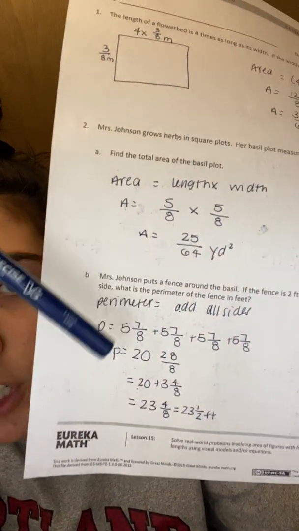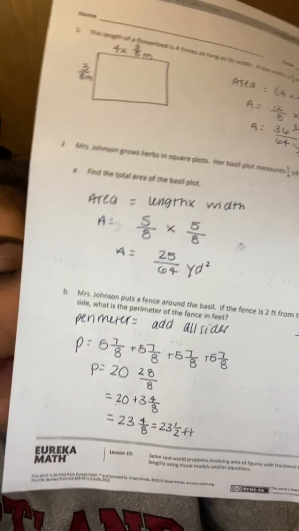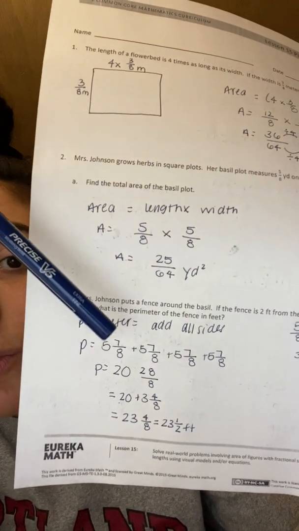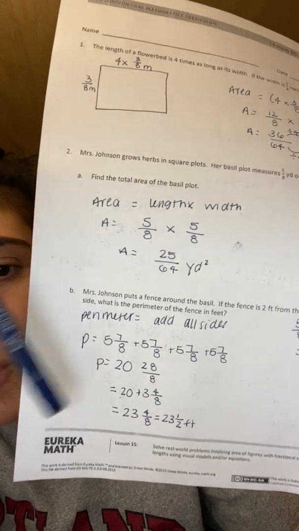Now, what I did to make this easier was I took all my whole numbers. So I have 1, 2, 3, 4 5s. If you add those all together, you get 20. I took all my numerators, which were 7. I had 1, 2, 3, 4 7s. If you add those all together, you get 28.